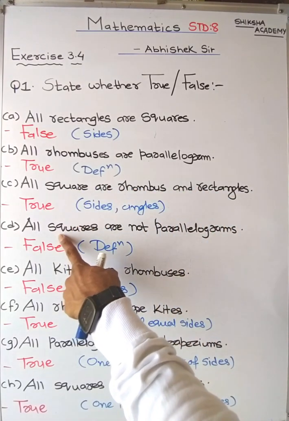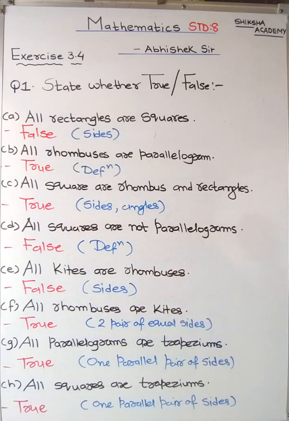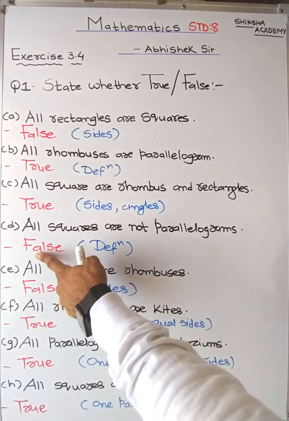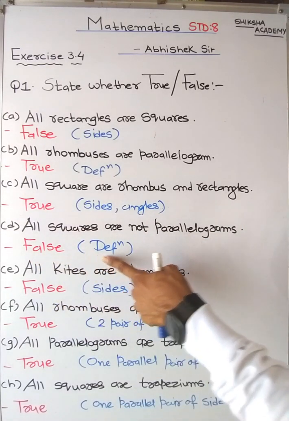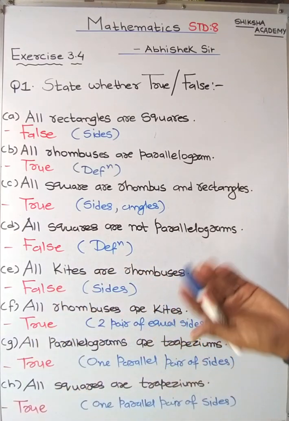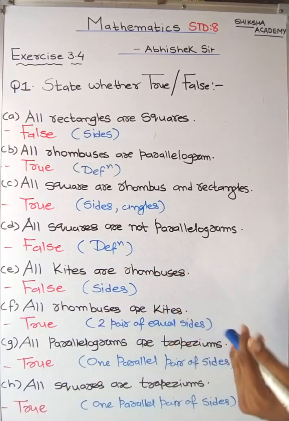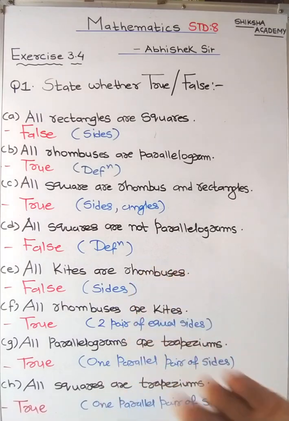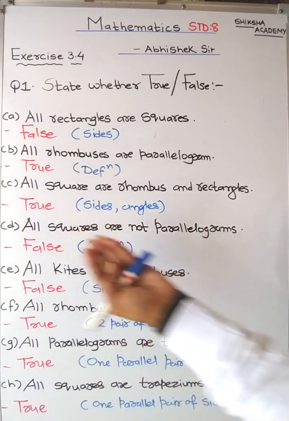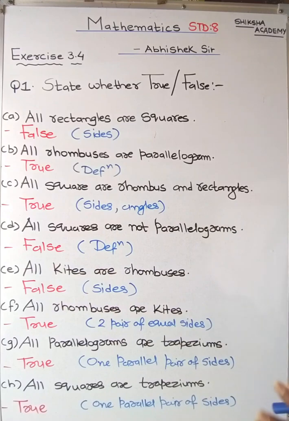Moving on to the next part, all squares are not parallelograms. This statement is false as per the definition because a square is an example of a parallelogram. Clear? The opposite sides are parallel, that is in a parallelogram, that is in a square. So this statement is false.